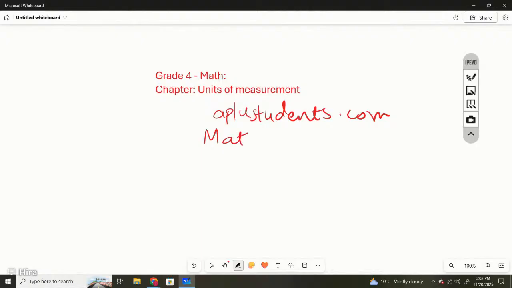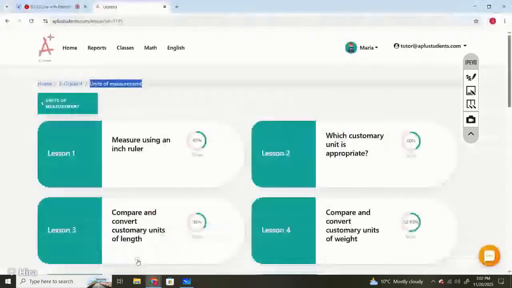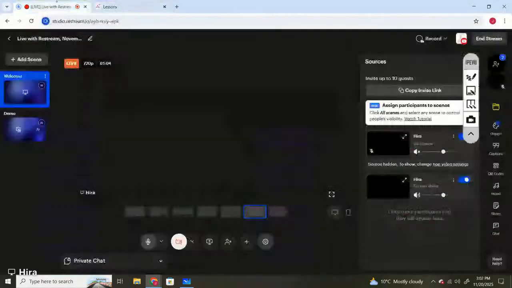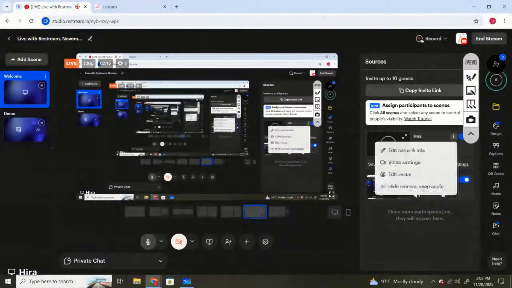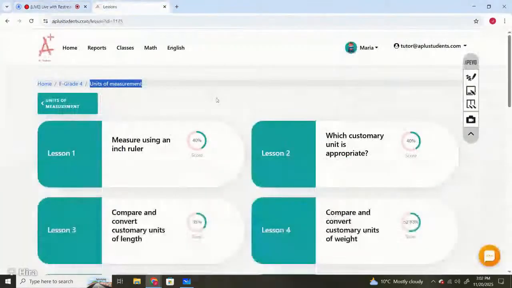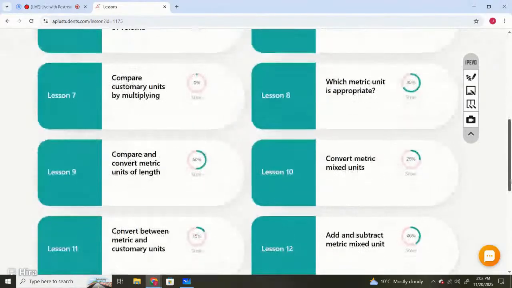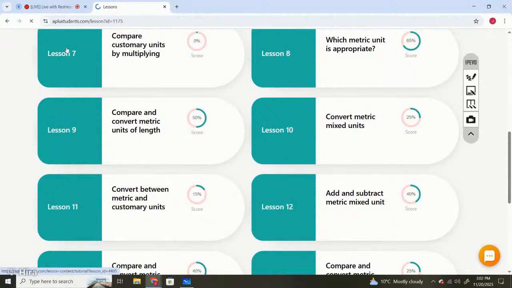We're going to start with the chapter units of measurement. So please make sure you have your notebook and pencil so that you can note down the important examples and definitions. I'm going to start with the lesson: compare and convert metric units of length.